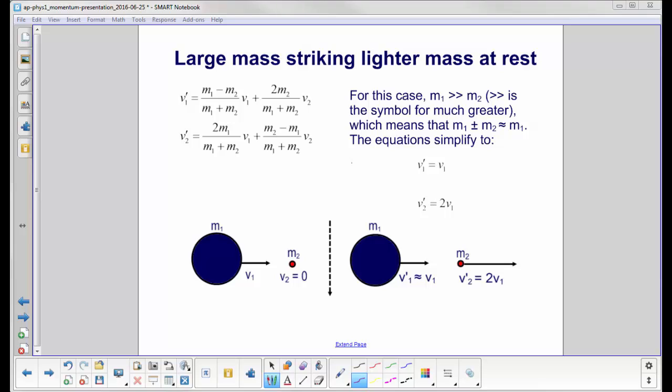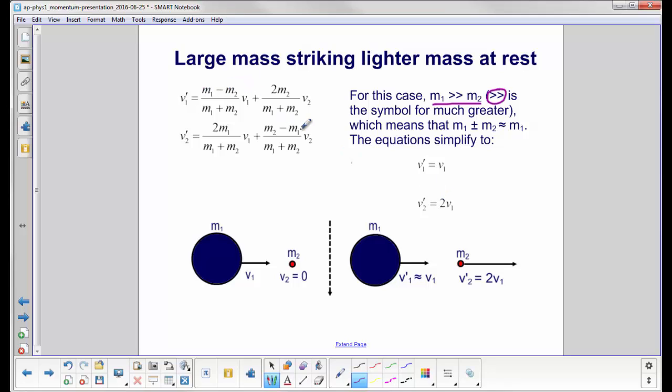A large mass striking a lighter mass at rest. Here's our large mass, here's our lighter mass at rest. So M1 is much greater than M2. That's what this double inequality sign means, much, much greater. So that means that M1 plus or minus M2 is approximately equal to M1. Our very complex equations here will simplify to V1 prime equals V1. So the heavier mass keeps moving with roughly the same velocity, and the very much smaller mass takes off with twice the velocity of the larger mass.